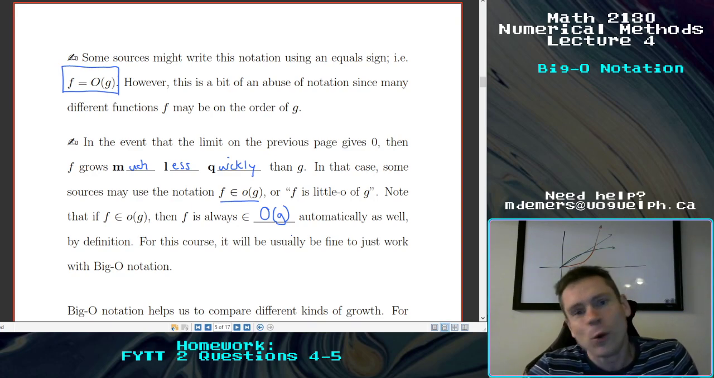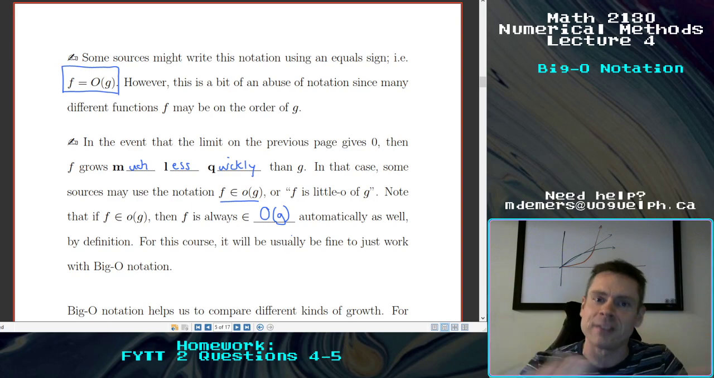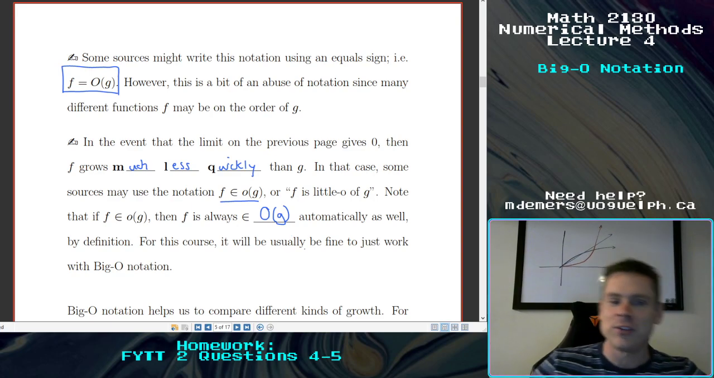For this course, all we'll need is big O notation, but I wanted to bring this up so that it's familiar to you in case you see it again in your life.